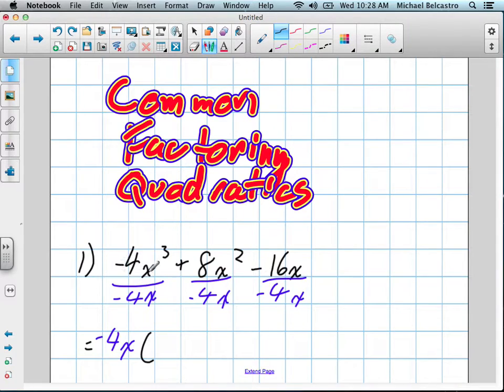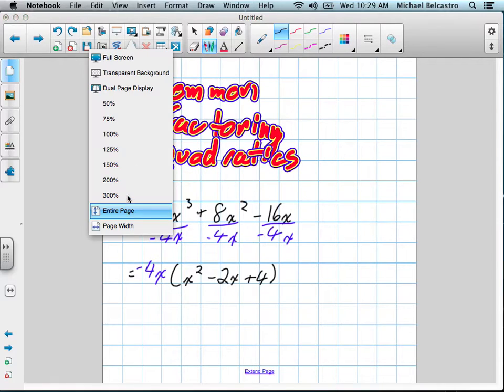So when we divide negative 4x cubed by negative 4x, we get x squared. Positive 8x squared divided by negative 4x, we get negative 2x. And finally, negative 16x divided by negative 4 gives us positive 4. Okay? Now, here is a more difficult type of question.